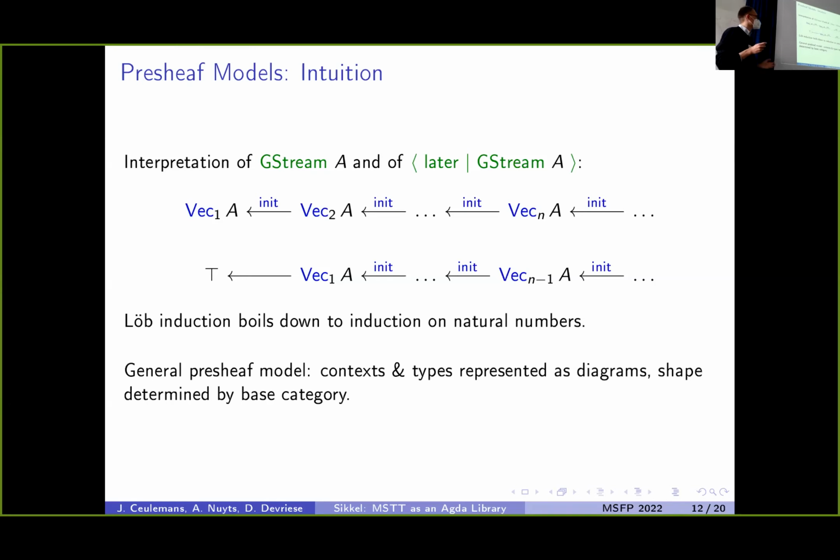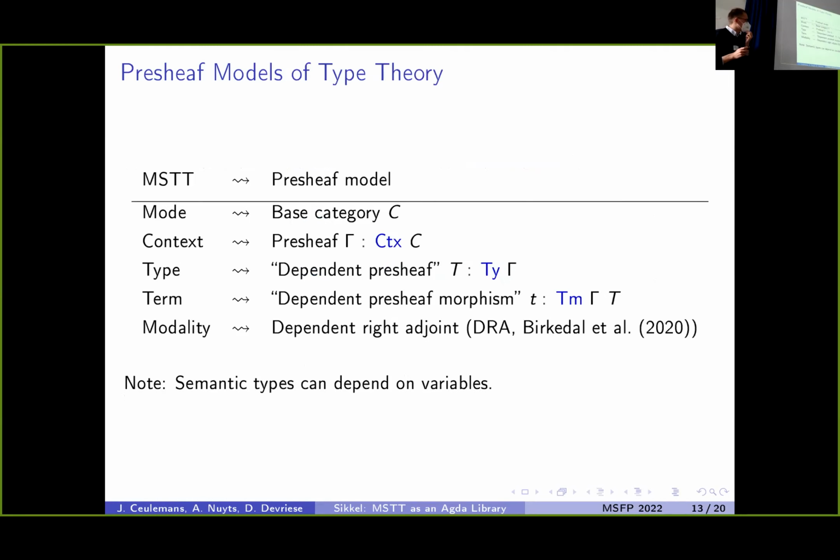In general, in a presheaf model, contexts and types are interpreted as these kinds of diagrams, like these two, but they might have a different shape. In general, a presheaf model is parameterized by a base category. That base category determines the shape of these diagrams, and the shape of these diagrams in turn determines what new primitive operations can be interpreted. And so in general, a mode will be interpreted as a base category. So that partly answers your question, and the second part of the answer will come in a few slides. And a context in that mode will then be interpreted as a presheaf over the corresponding base category.